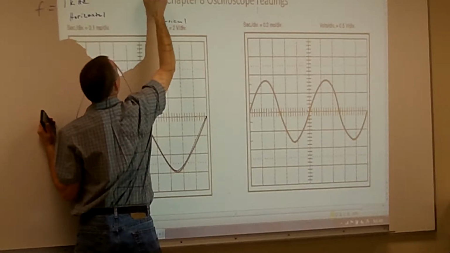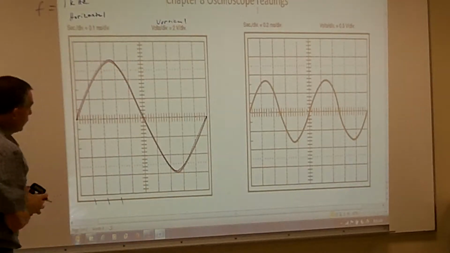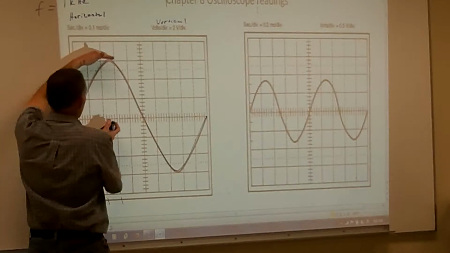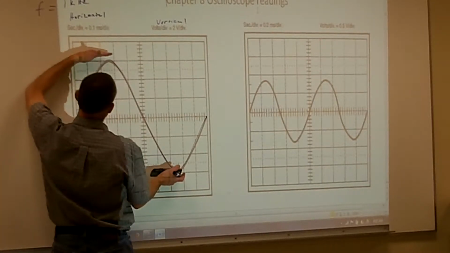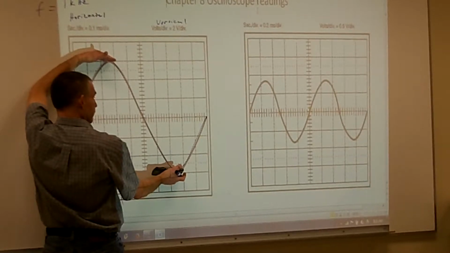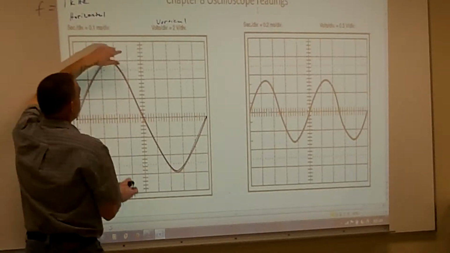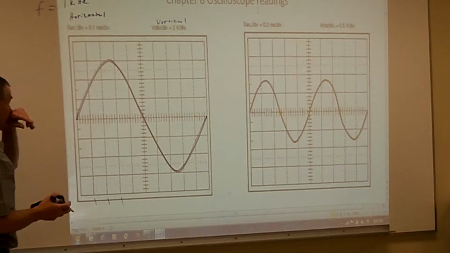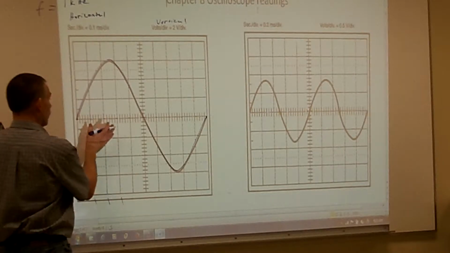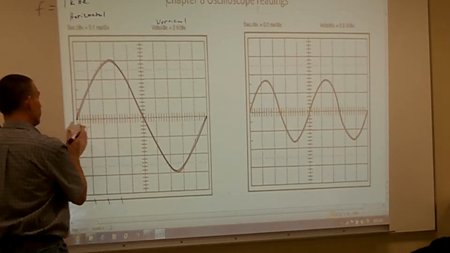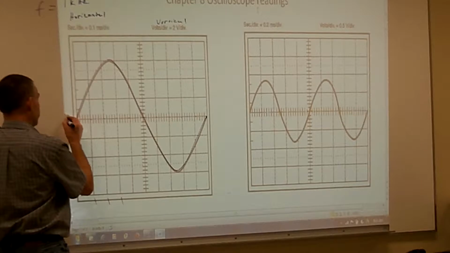Okay, so when I'm looking at the oscilloscope, I can either measure my voltage peak myself, or I can go from here to here and measure my voltage peak to peak. Or I can just measure my voltage peak and then multiply it by 2. Okay.